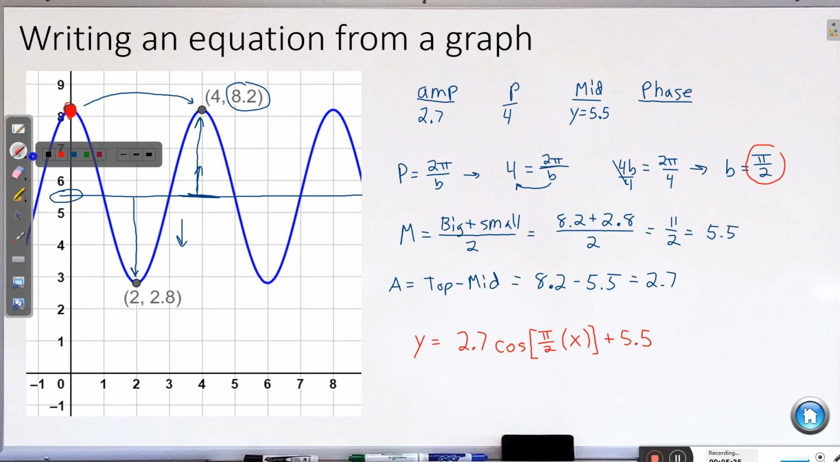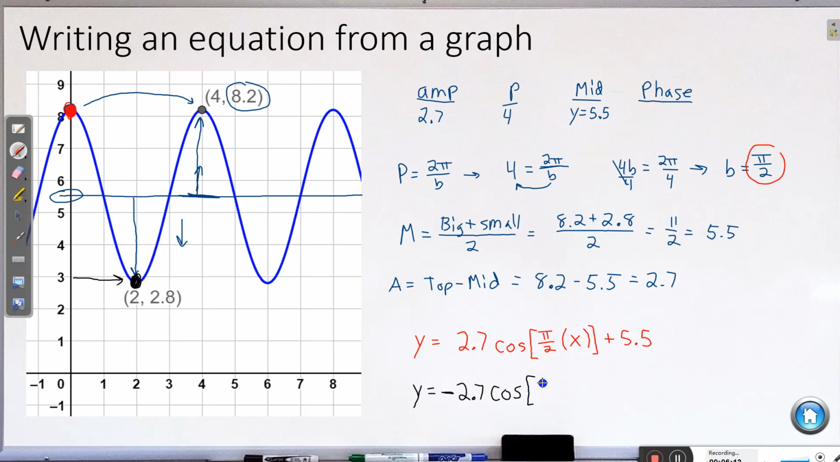Now that's not the only option we could do. We could also take this and write it as if this were our starting point. So we're actually going to add a phase shift here. This is going 2 units to the right. So when we're going to write that equation, y equals, the amplitude is still 2.7. We're at the bottom of the wave, so this will be a cosine still. But because that cosine is starting at the bottom, it's been reflected, so it is a negative cosine.